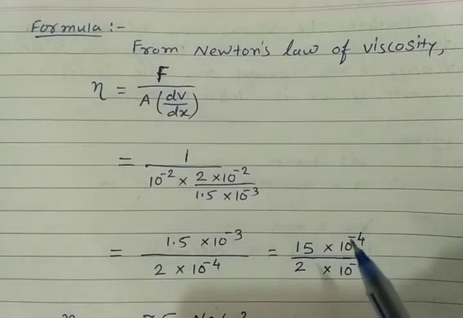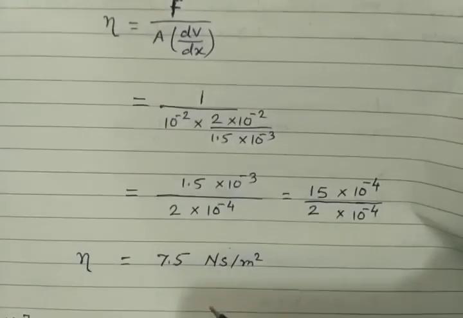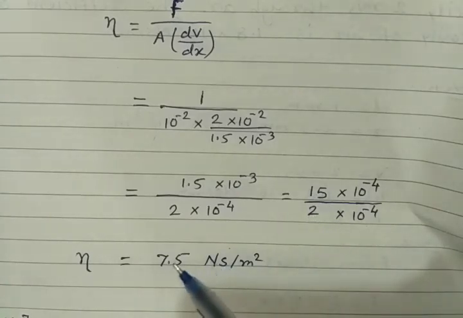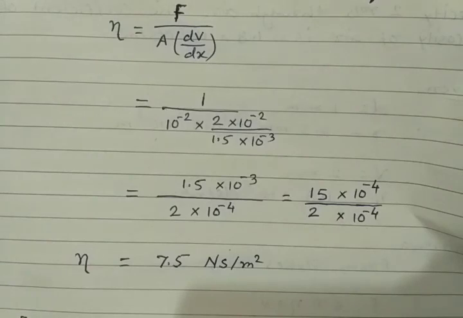Now we can cancel the 10 raised to minus 4 in the numerator and denominator, and that's why we have only 15 divided by 2. The answer is 7.5. So the value of coefficient of viscosity is 7.5 Newton second per meter square. So this is the answer.